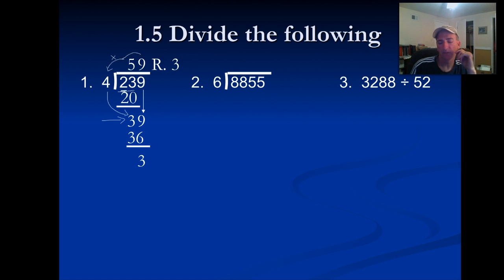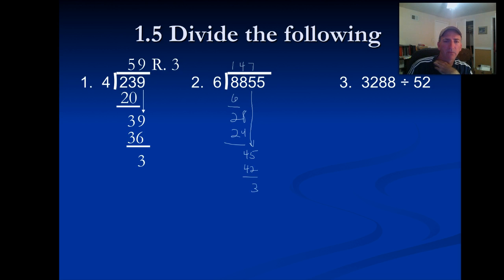If you did that, hopefully you worked that out and got this. Whoops, I clicked a little bit too fast, sorry about that. 6 goes in there one time, 1 times 6 is 6, you've got 2 left over, bring down the 8. 6 goes into 8 4 times, 6 times 4 is 24. Subtract, you got 4, bring down the 5. Here's a tough one right here, you got 45. 6 goes into 45 7 times without going over, and 7 times 6 is 42.